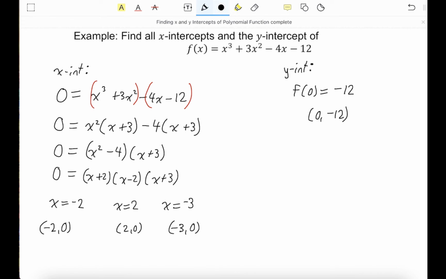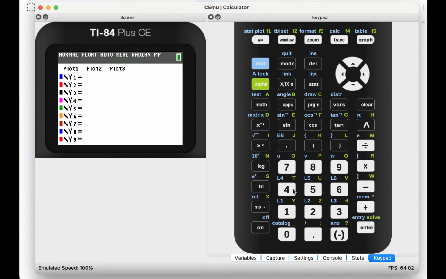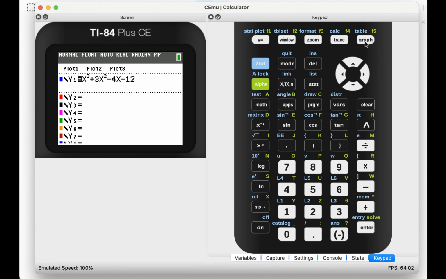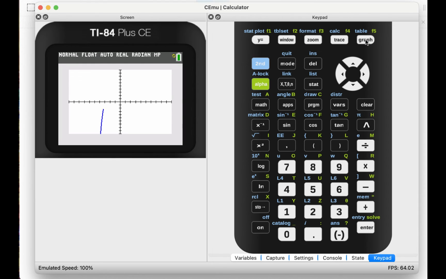To do this in the calculator, we just have to plug the function into the graph there. So x cubed plus 3x squared minus 4x minus 12. We graph this, and we see pretty quickly the zeros are here. To get the y-intercept, just press trace and then plug in 0. Gives us negative 12. That one's the easy one.